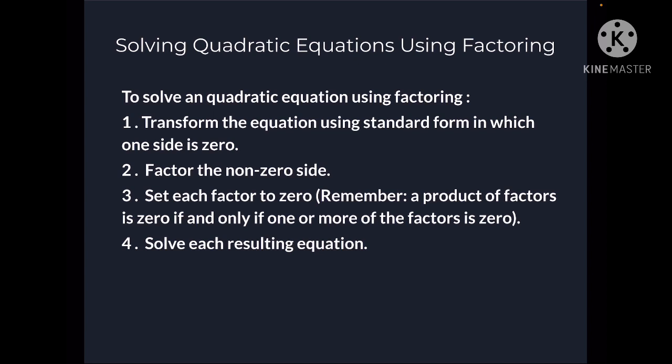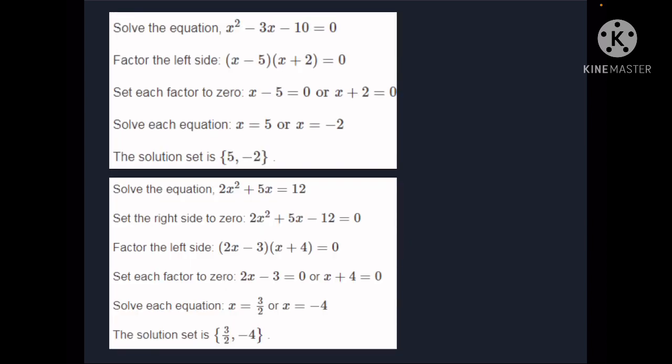Note, you need to remember that a product of factors is 0 if and only if one or more of the factors is 0. Therefore, we will solve each resulting equation. Here we have some examples so I can clarify what I just said.